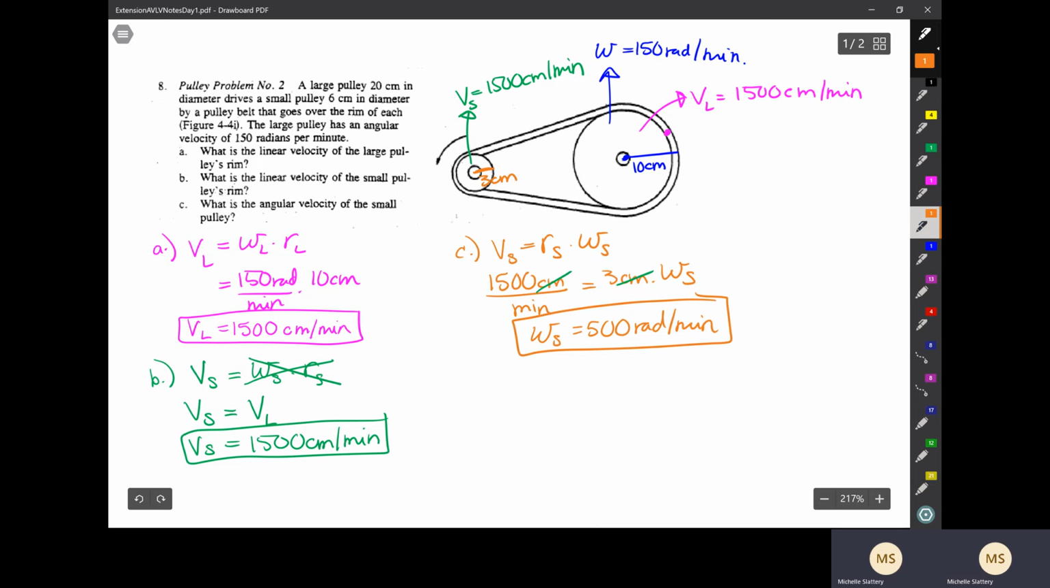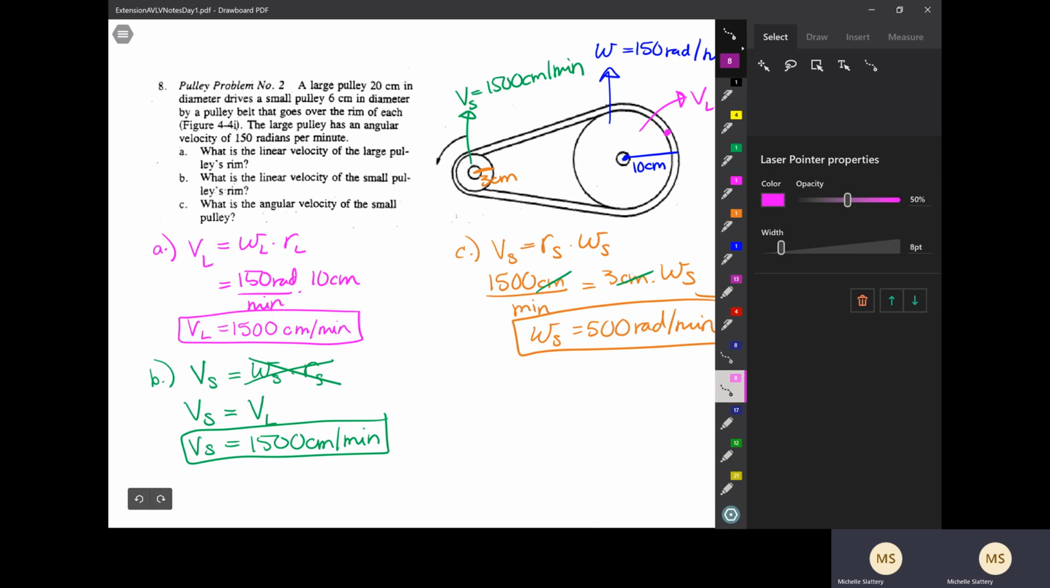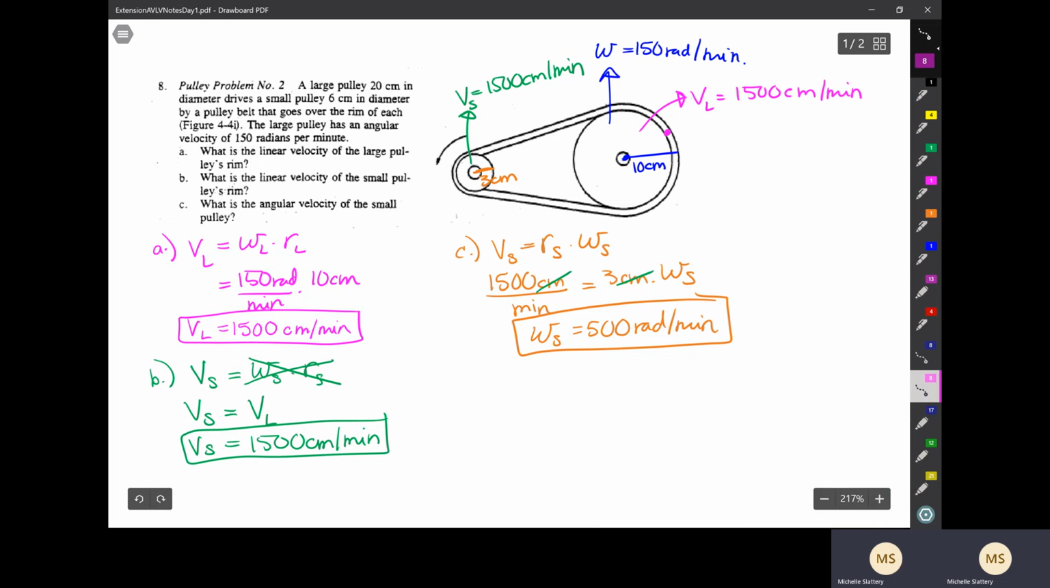All right. And it makes sense if you just compare that my angular velocity of the small is 500 here. The angular velocity of the large was 150 radian per minute. So it makes sense that the small one is greater because it has to rotate many more times to keep up with the linear speed of the large pulley.